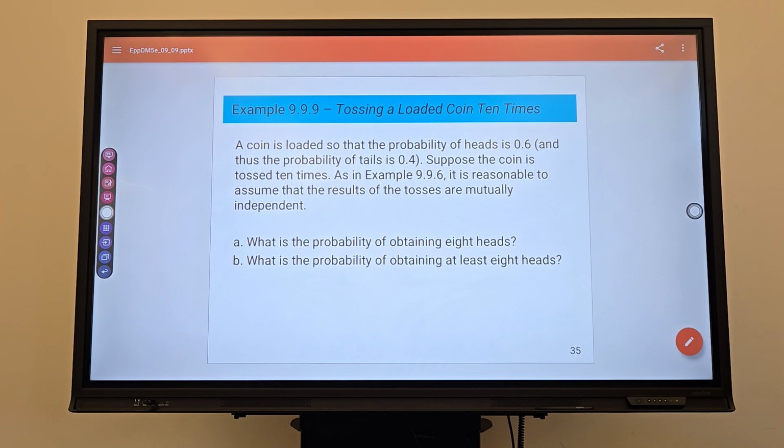So, another example, tossing a loaded coin 10 times. A coin is loaded so that the probability of heads is 0.6, and the probability of tails is 0.4. Suppose the coin is tossed 10 times. It is reasonable to assume that the results of these tosses are mutually independent. What is the probability of obtaining 8 heads? What is the probability of obtaining at least 8 heads?